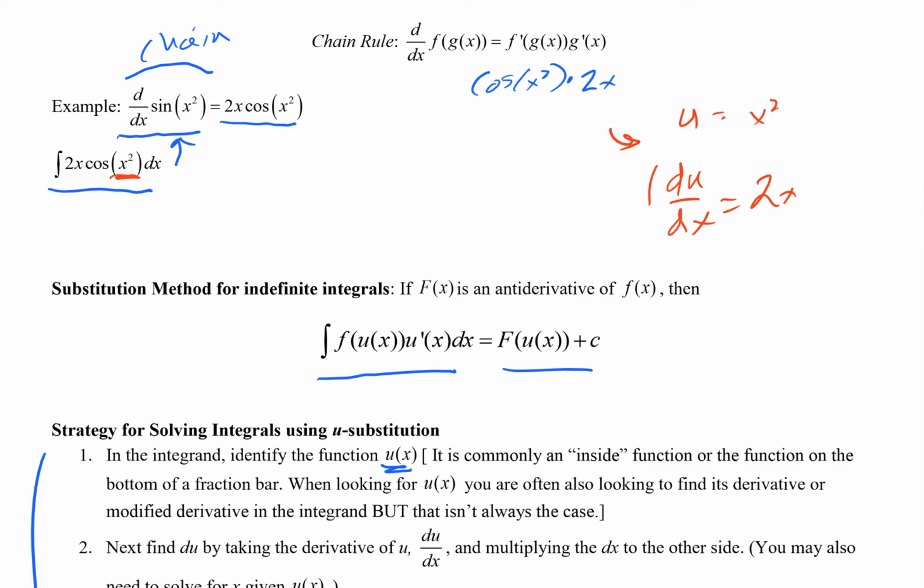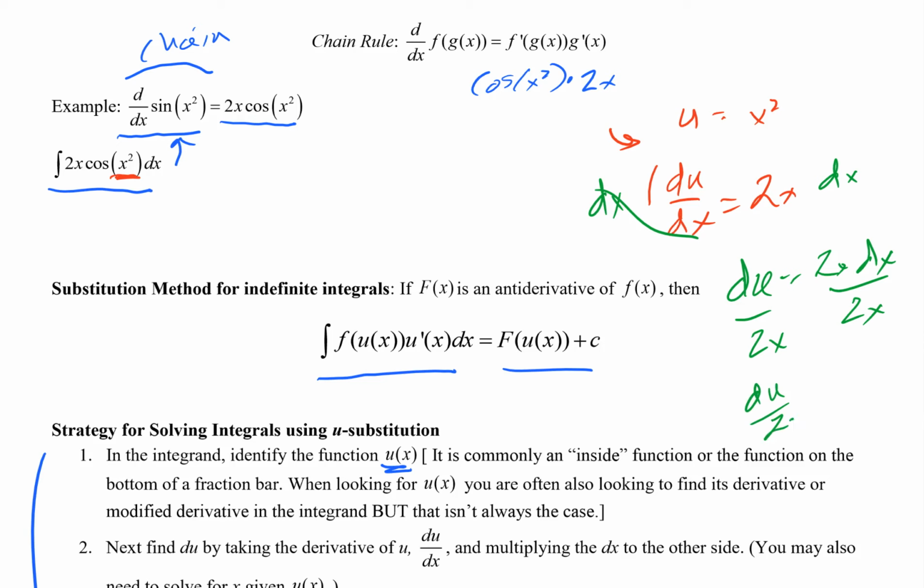Now the goal here is to solve for dx. So once I do this, I want to get dx by myself. So remember, first step, find u. Second step, once you've got u, take the derivative of both sides. Now you want to get dx by itself. So a little algebra. We're going to multiply both sides by dx. So right here, dx times du dx, these cancel out. I get du equals 2x dx. Now again, I want to get dx by itself, so I'm going to divide by 2x, and I have du over 2x equals dx.